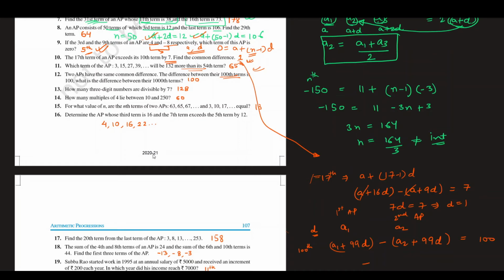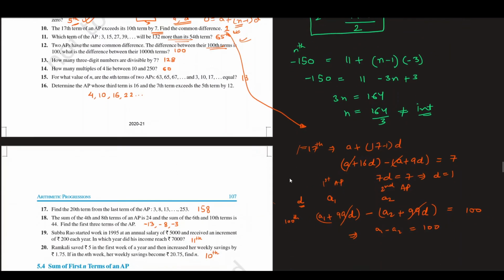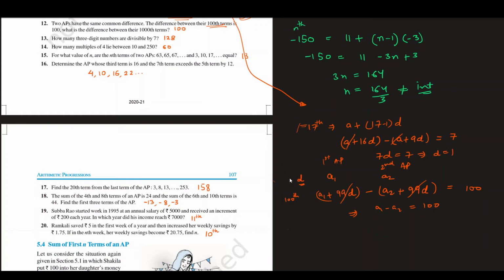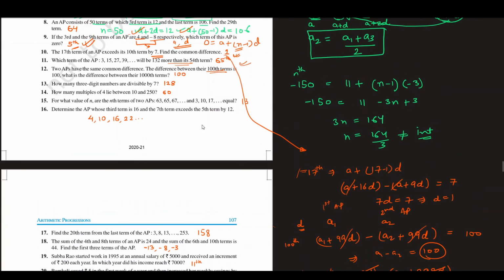100. So this implies these are cancelled, A1 minus A2 is 100. Now we have to find the difference between the 1000th terms. So the 1000th term can be written as A1 plus 999 into d minus A2 plus 999 into d. So this 999 and this 999 cancel. We are just left with A1 minus A2, that is 100. So the difference is again 100.